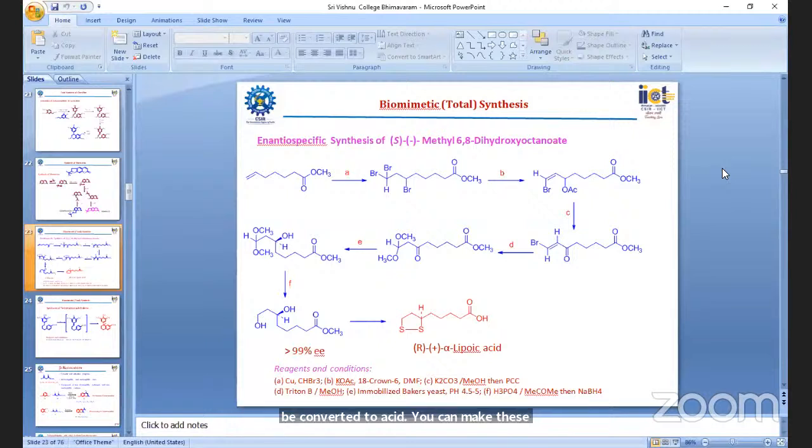As I just now told about the biomimetic, that means you can make the synthesis and the final molecule you can use the immobilized Baker yeast. In one step you can make the chiral compound.